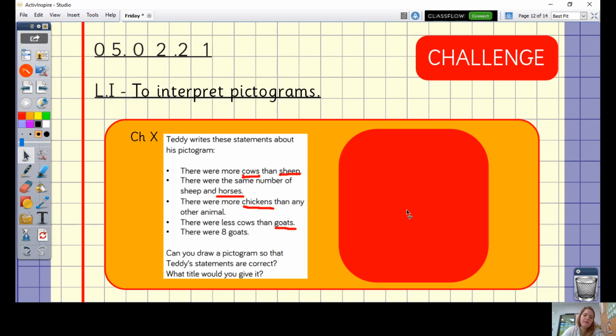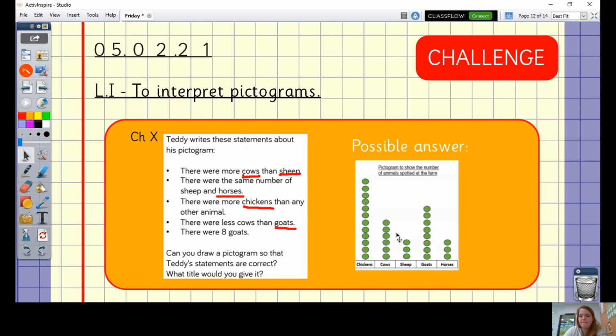Okay then, you could also challenge yourself if you haven't already. Try and give your pictogram a title. What title do you think you might give it? Okay, so the title of my pictogram is Pictogram to show the number of animals spotted at the farm. Again, your title may be very different than mine. So my pictogram has been drawn vertically, but yours might be drawn horizontally. That's okay. So I've got my chickens, cows, sheep, goats, and horses.